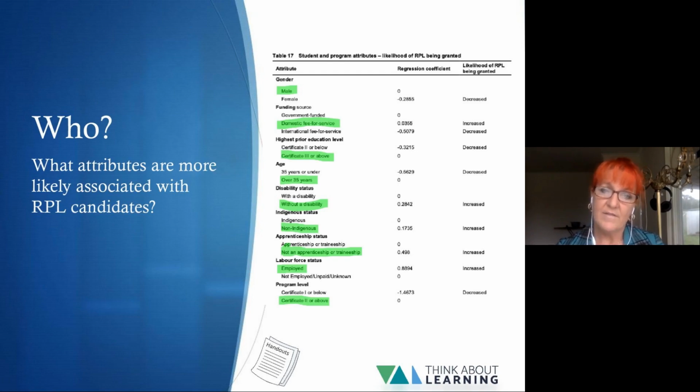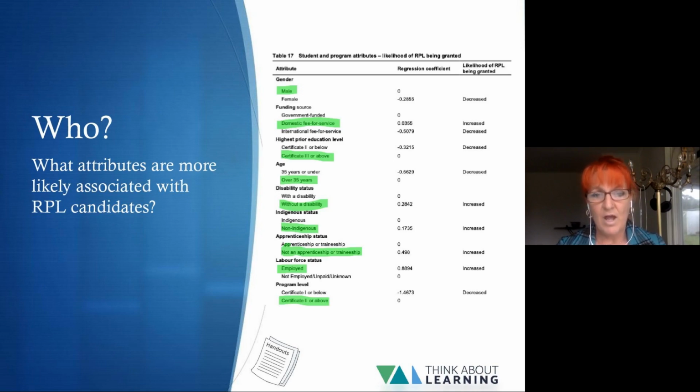This recent study by NCVER explored the use of RPL from 2015 to 2018 in Australia. They used logistic regression to identify which independent variable demonstrates a change in the propensity for RPL outcomes. From that, it was found candidates are more often male than female. RPL is more often funded through fee-for-service than government. It's noted that fee-for-service is not necessarily individuals. It could be employers. It could be peak bodies. Candidates are more likely to have already attained a level of education at Cert 3 or above.